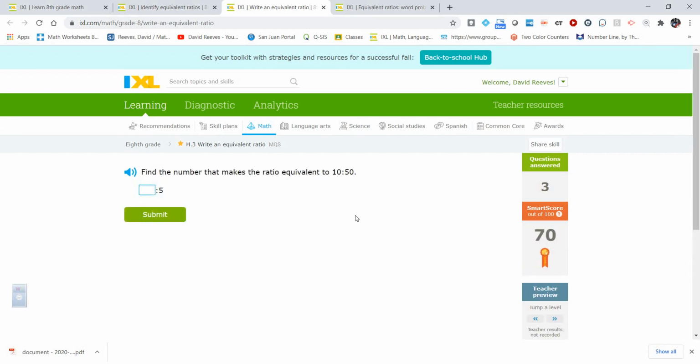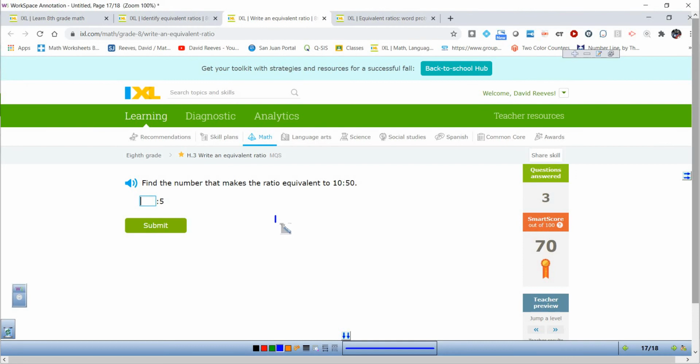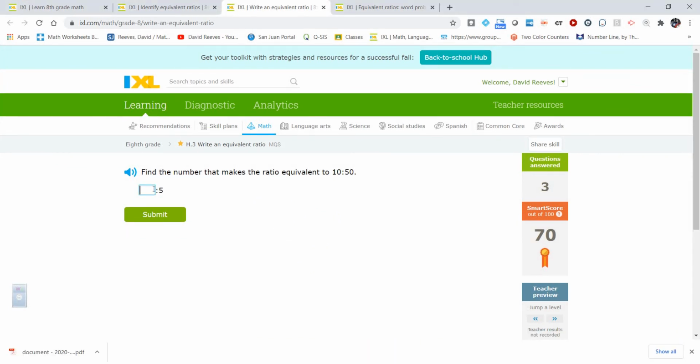Okay. 10 to 50. Again, 10 to 50. And we have something to 5. What happened to get from 50 to 5? Well, we divided by 10. So I'm going to do the same thing here. I'm going to divide by 10, and I get 1. All right?